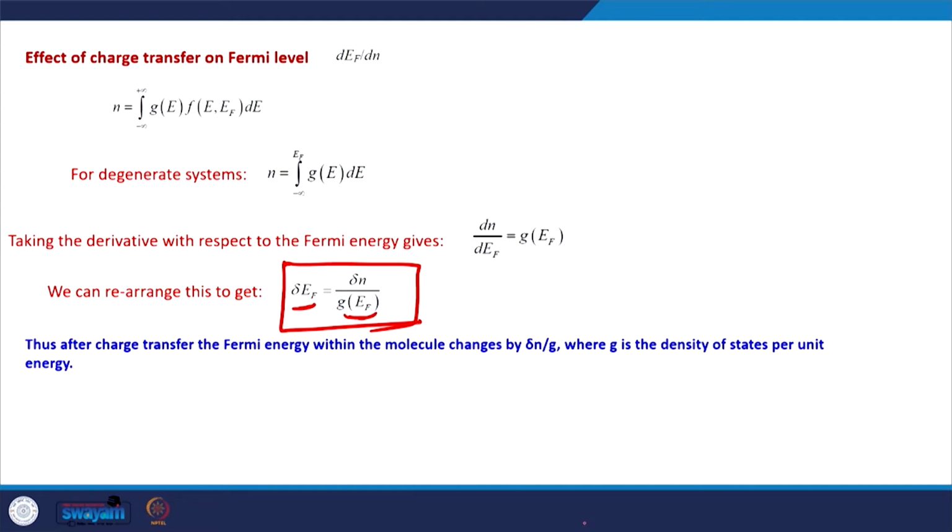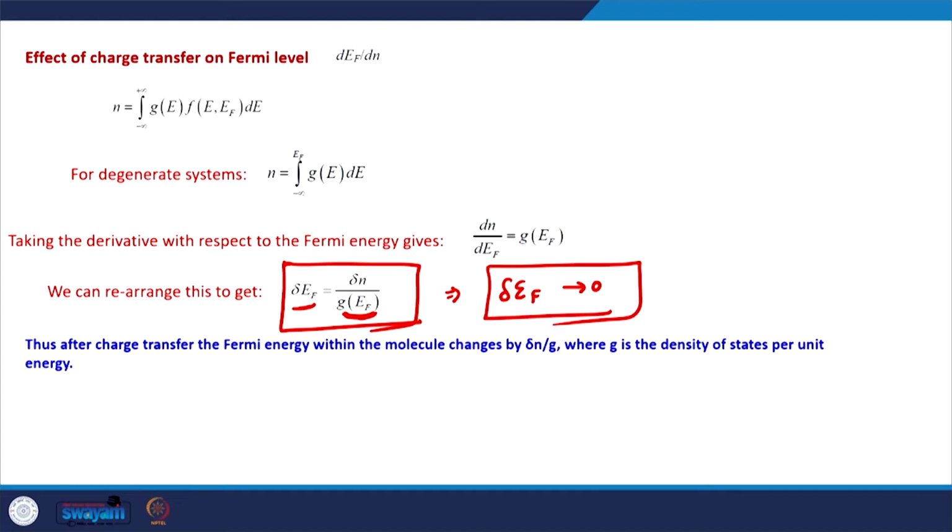So if the density of states of the system is quite high, in that case delta EF will tend to 0. And that's exactly the reason that in metals, in bulk contacts, or in any system where the density of states is quite significant, there is no change in the Fermi level just because the number of electrons is changing in the system.